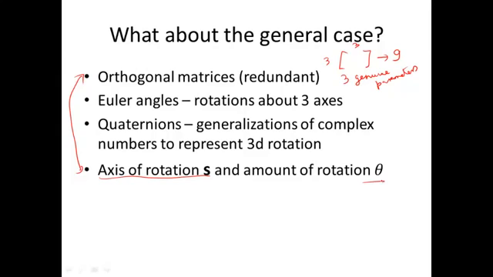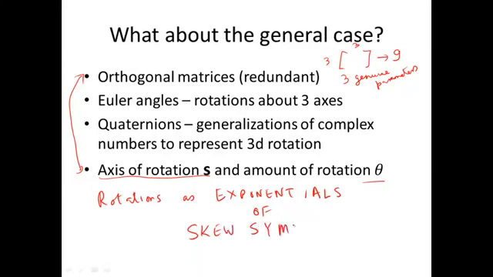The big idea is that we are going to represent rotations as exponentials of skew symmetric matrices. Okay, so there are some mouthfuls in here, including the term exponential of a matrix, and what's a skew symmetric matrix, but hopefully by the end of this lecture you'll find that all this is very natural.